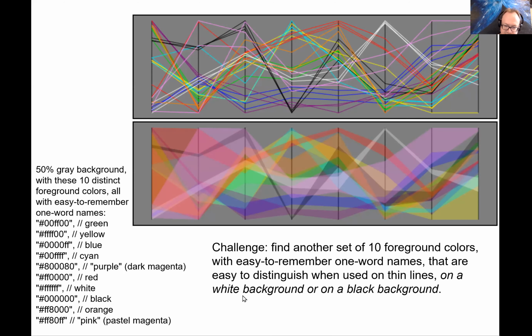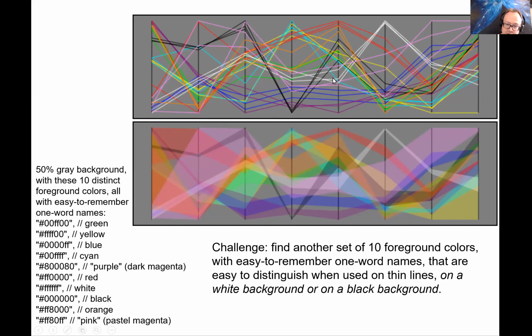And so here's an example of this where I got a 50% background color and I've chosen 10 different foreground colors that each have a unique name that's easy to remember, and they all look pretty easy to distinguish. This is actually not easy to do. If anyone thinks they can do this on a white background or a black background, I challenge you, and please share your color palettes with us on the Slack channel.